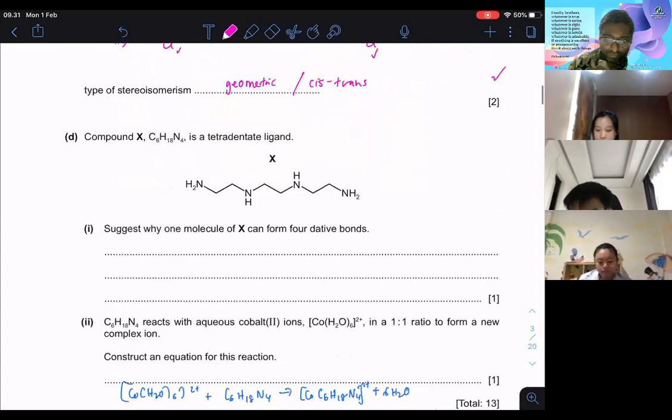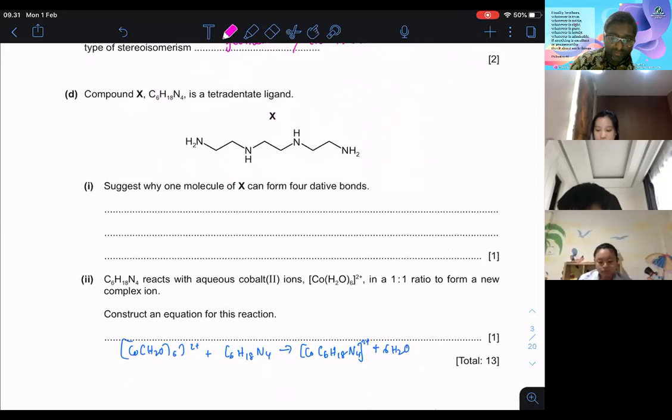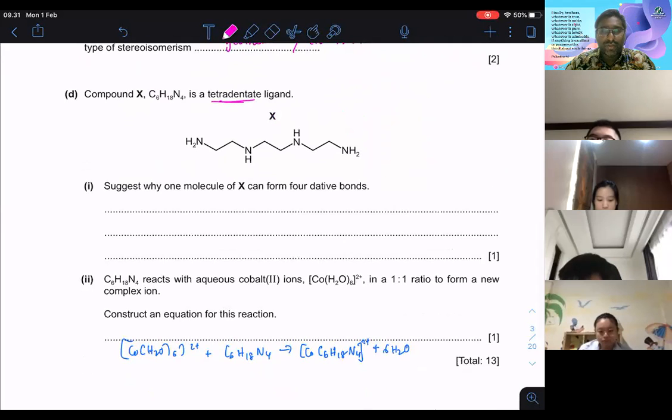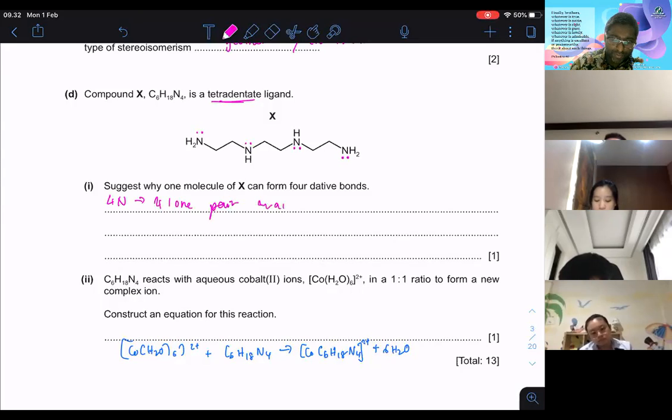Now let's continue. Compound X is going to be tetradentate. Tetradentate means they are able to form four bonds. Four of the lone pairs can be donated to the metal ion. So suggest why one molecule of X can form four dative bonds. When I see this, there's nitrogen. Nitrogen has one lone pair, one lone pair, one lone pair, and one lone pair here. So nitrogen has four lone pairs which are going to be available for bonding. So that will be the answer for this.